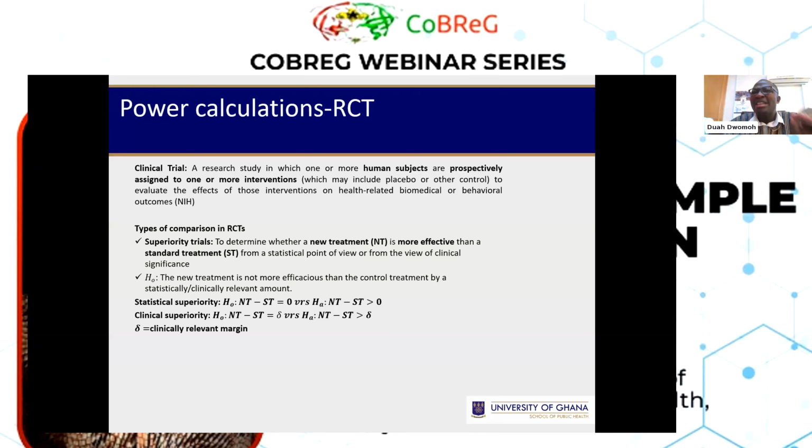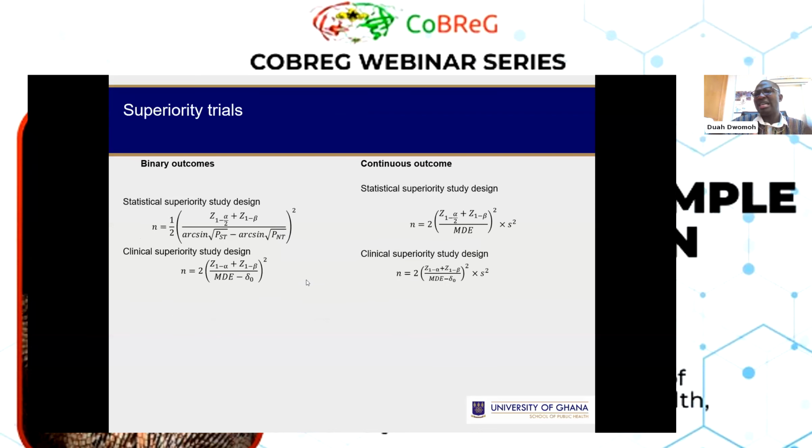This is quite different from the minimum detectable effect, because the minimum detectable effect is just the difference between the outcome measure among those that had the intervention and those that did not have the intervention. So minimum detectable difference could be, say, 0.2, but the clinicians will tell you that the clinically relevant margin could be 0.1. So there is a difference. In that case, in the estimation of your sample size, you see that the sample size will change. If you are looking at a statistical superiority study design, then your sample size just has z subscript 1 minus alpha over 2.